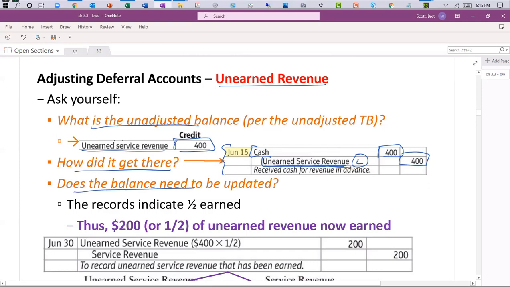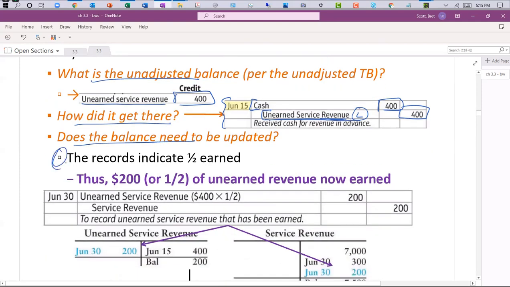Does the balance need to be updated? Well, this is the type of information I would give you to let you know that something needs to be recorded. Per the records, we've earned half of that money. So we got the cash of 400. We can say that we have earned 200 of it. So let's go ahead and record $200 as service revenue.